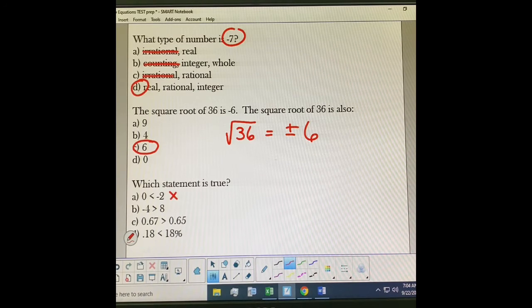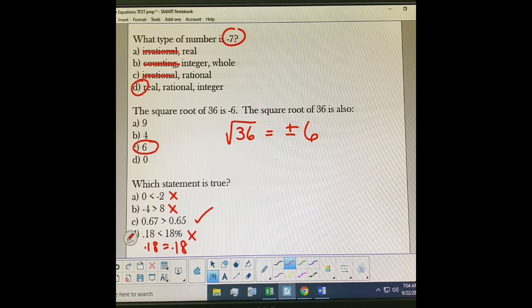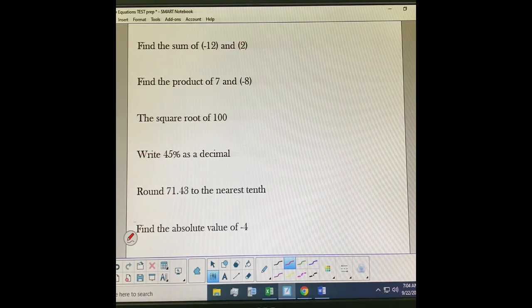0 is not less than negative 2. Negative 4 is not greater than 8. 0.67 is greater than 0.65. And 0.18 is equal to 18%.